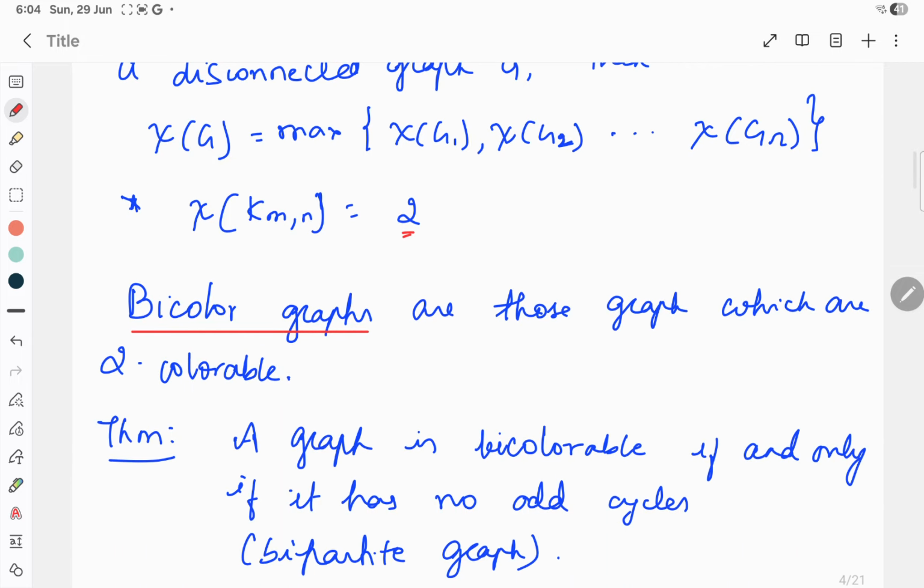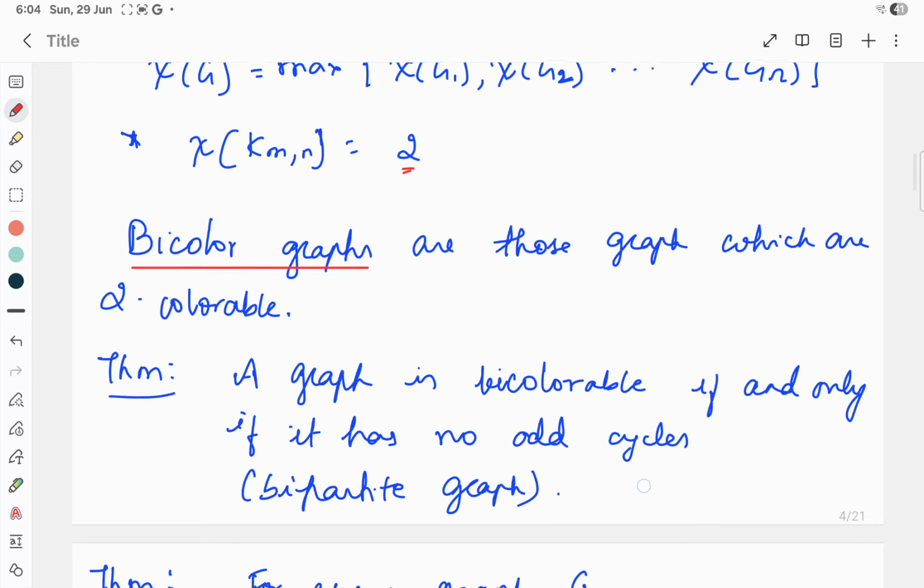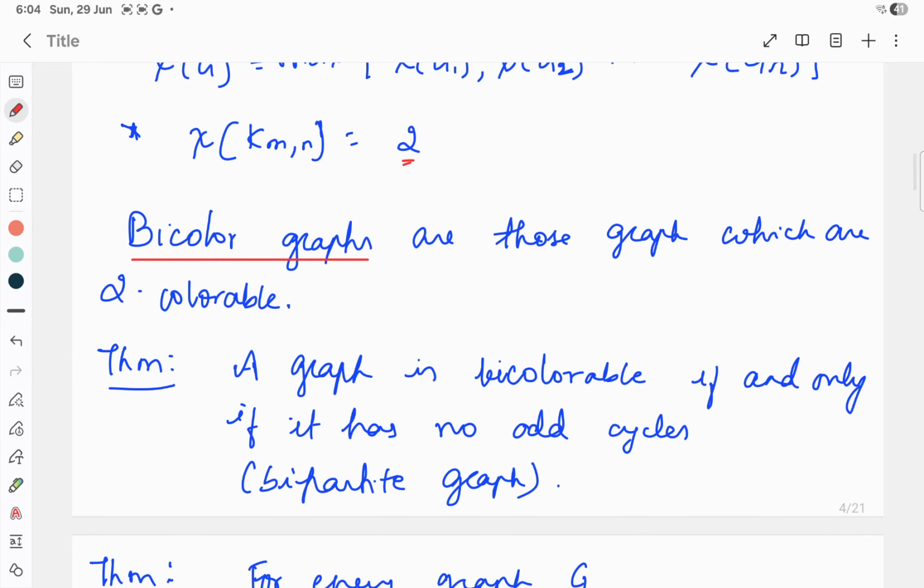Now what is a bicolor graph? A bicolor graph is a graph which is two colorable. It can be colored with only two colors, that is, the chromatic number is 2. There is a theorem about the bicolor graph: a graph is bicolorable if and only if it has no odd cycles.